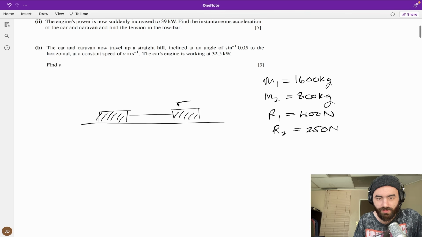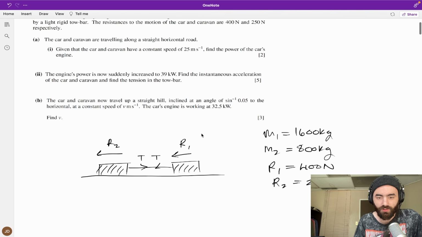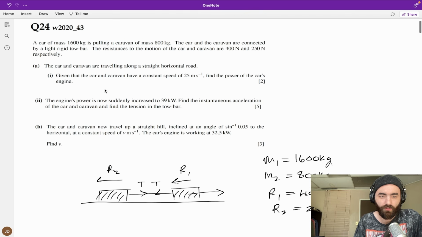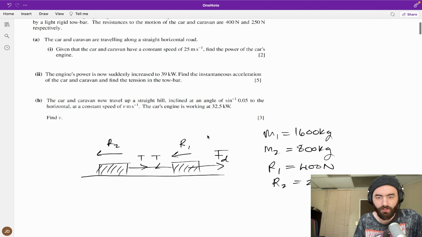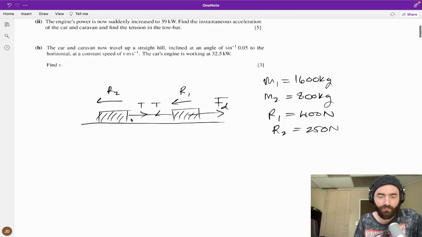So, we have a resistance on this, R1. Resistance on this is R2. We will have obviously the tension in this tow bar, which will be both acting inwards. And then we'll have a driving force, which is pushing this thing forward at constant speed. FD, which we don't know. Okay, part A. So I've written down what I know. I've visualized the situation. Now we can proceed to the questions.